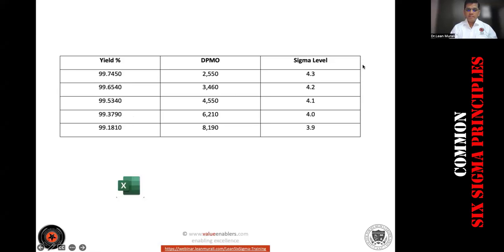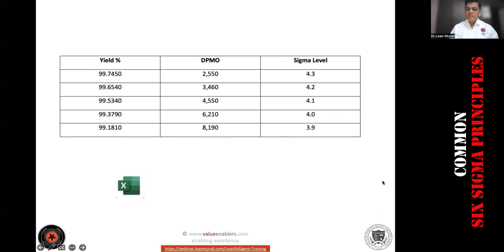Suppose if I say that the yield is 99.37 percentage, what is the sigma level? What will be your answer? Suppose if I say that the yield is 99.379%, what will be your answer, from the table that you see? Suppose I calculate the DPMO and I have got a DPMO of, let's say, 3460. If I got a DPMO of 3460, what is the sigma level? If I ask you, what would be your answer?